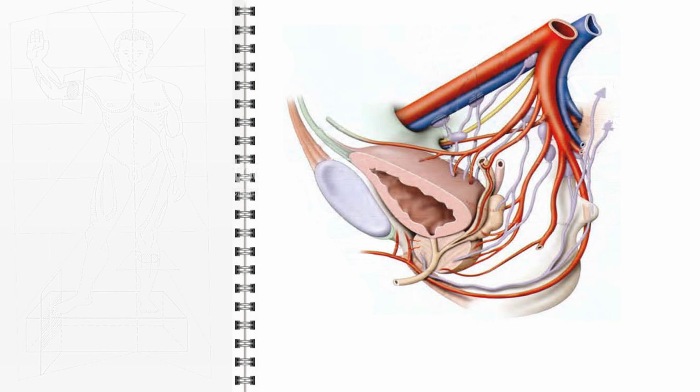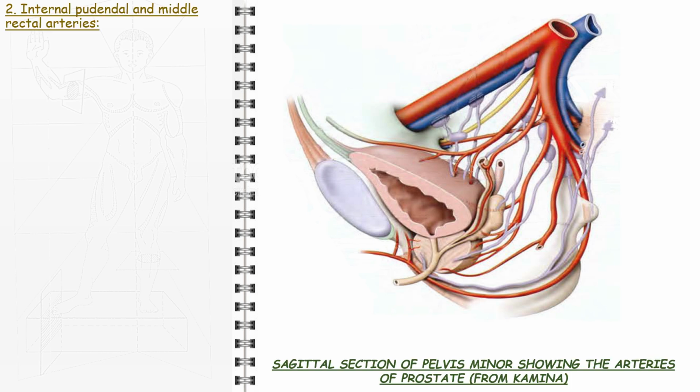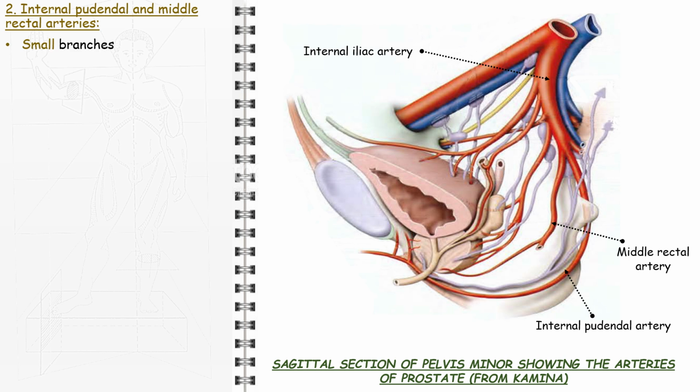The internal pudendal and middle rectal arteries give small branches to the lower part of the prostate. Sometimes, the middle rectal artery provides the major supply.